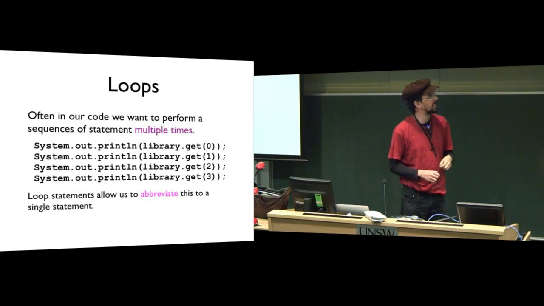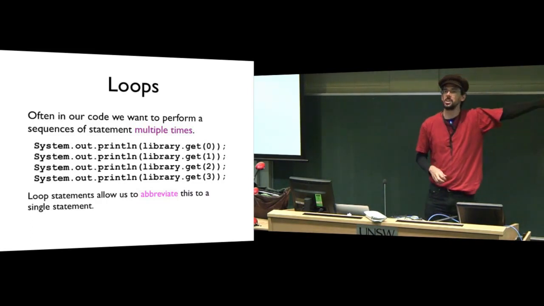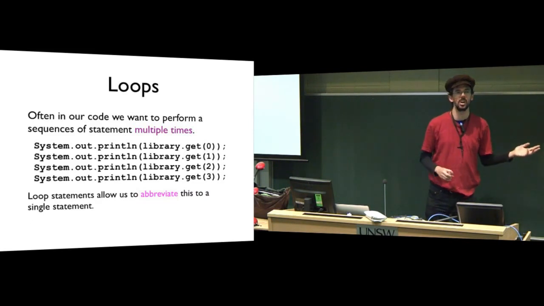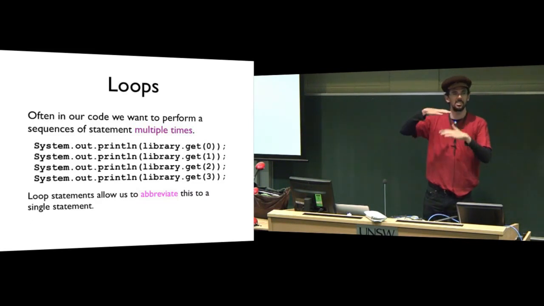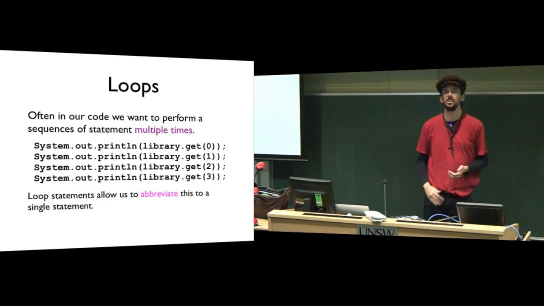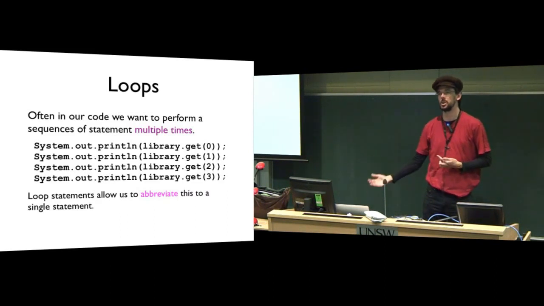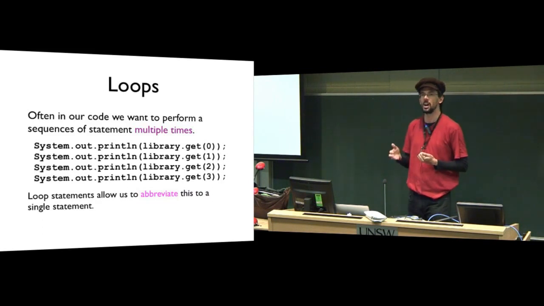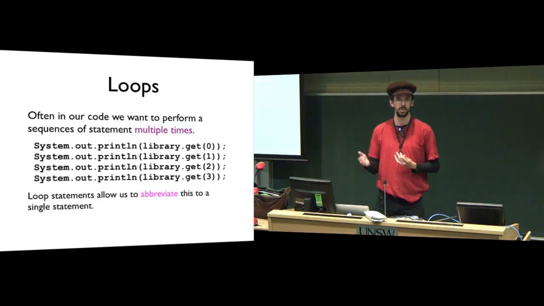Of course, the most common case of this is we don't even know how many times we want to do this. If we don't know in advance how many things there are in our library, we can't write a list of 100 things or 1,000 things. We can't say print book 0, print book 1, print book 2, print book 3, because we don't know when to stop writing that. But we can write a loop which loops over every book in our collection and prints every book. And the computer knows how many books there are, and so the computer knows how many times to do that loop.